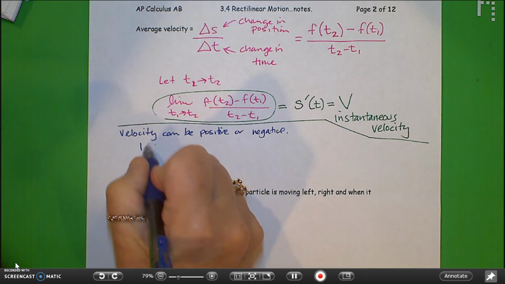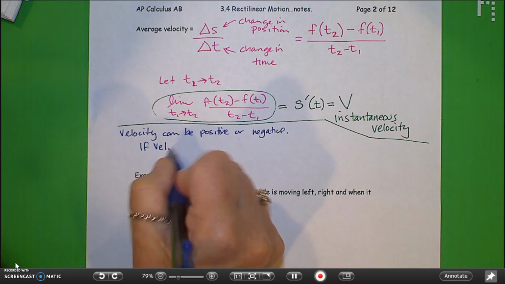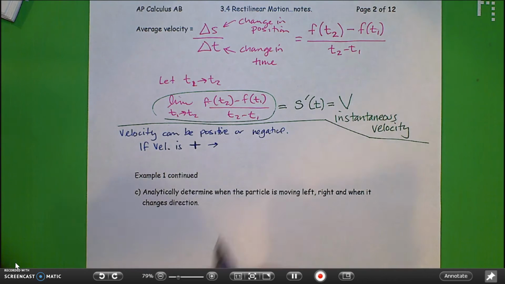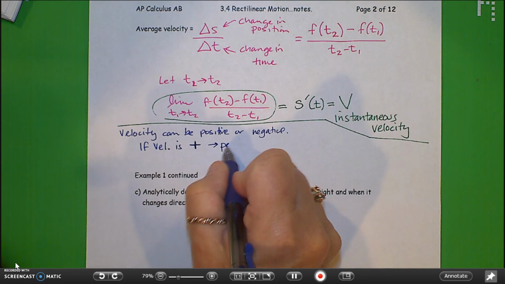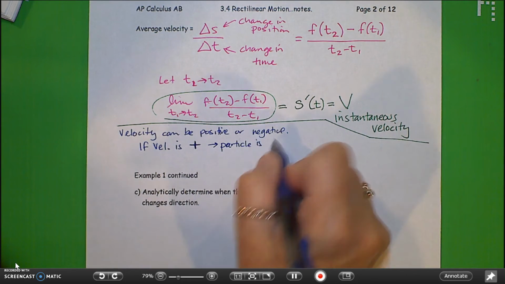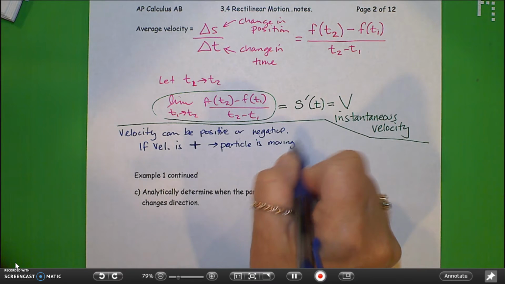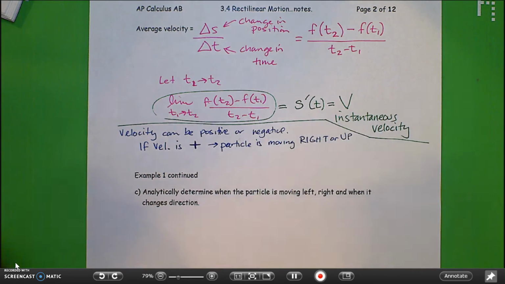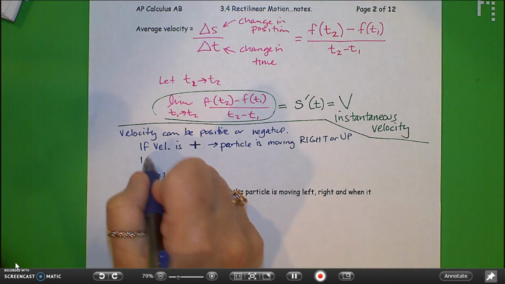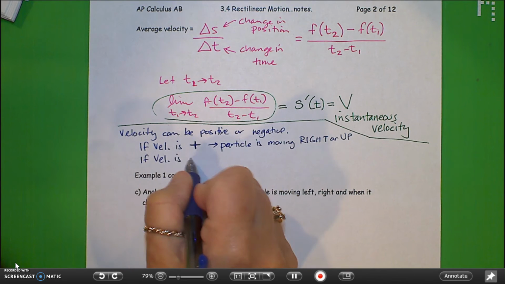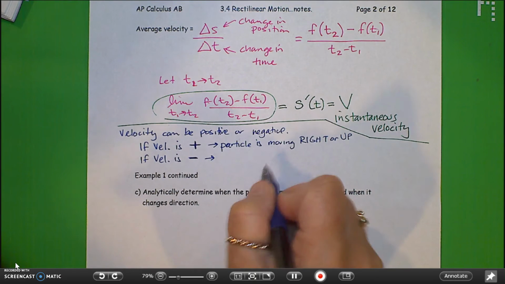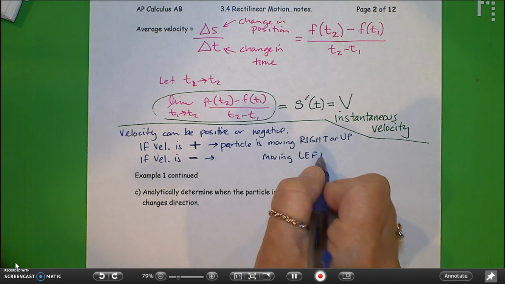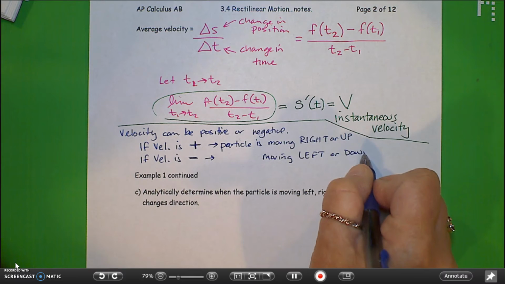If velocity is positive, what that tells us is that the particle is moving to the right in a horizontal line, or it could be up if it's a vertical line. If velocity is negative, then that tells us that the particle is moving to the left in the negative direction, or down if it's a vertical line.